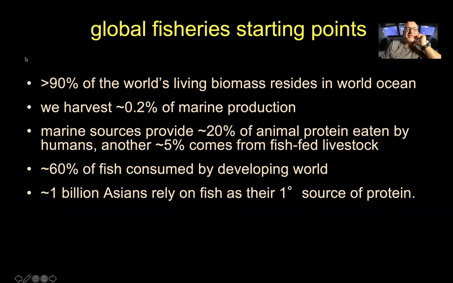But it's important that, just to reiterate some of the things that were mentioned in our recorded lectures, not all of the ocean's fish populations are like the kelp bass. The vast majority of the biomass of the planet is in the ocean. That's because the vast majority of the living space on Earth is in the world ocean. And we harvest a relatively large amount of all that productivity.